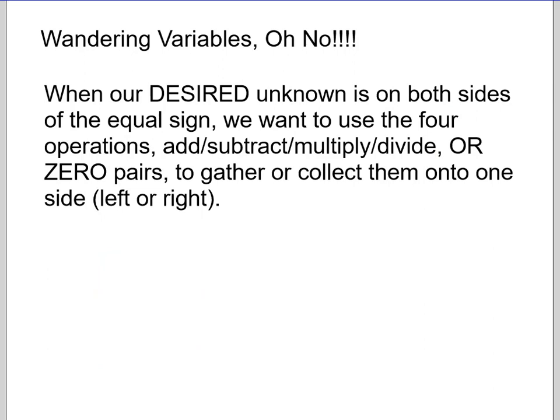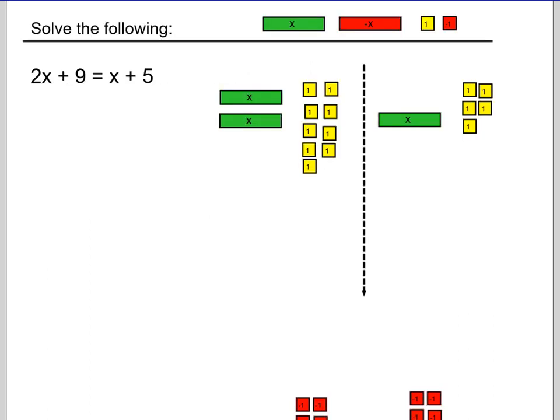So we have these things called wandering variables. That's what I call them. When our desired unknown is on both sides of the equal sign, we want to use the 4 operations, our add, subtract, multiply, divide, or our 0 pairs, to gather or collect them all onto one side. So that just means we have variables on both sides. It'll look something like this.